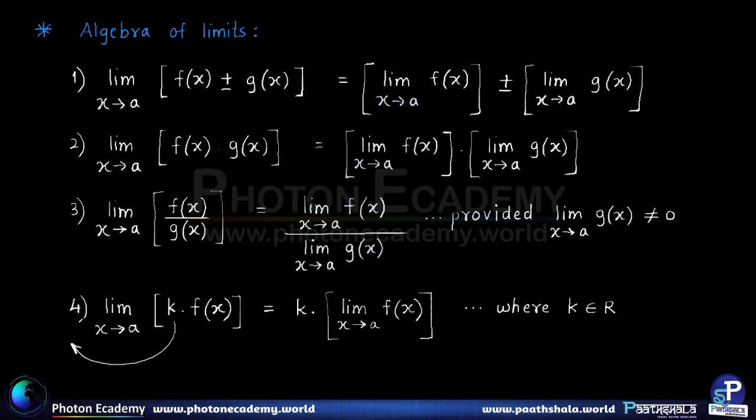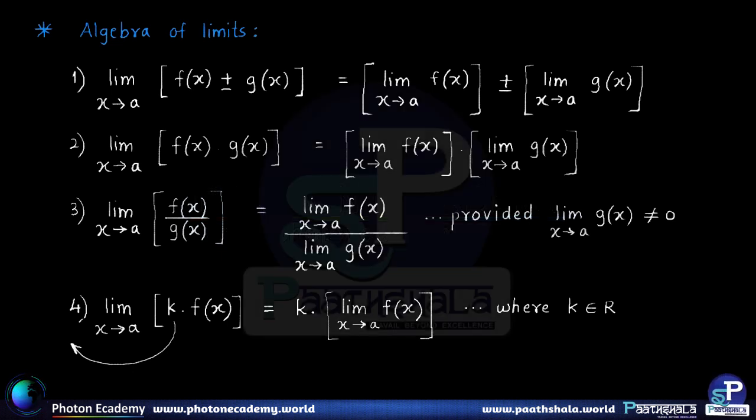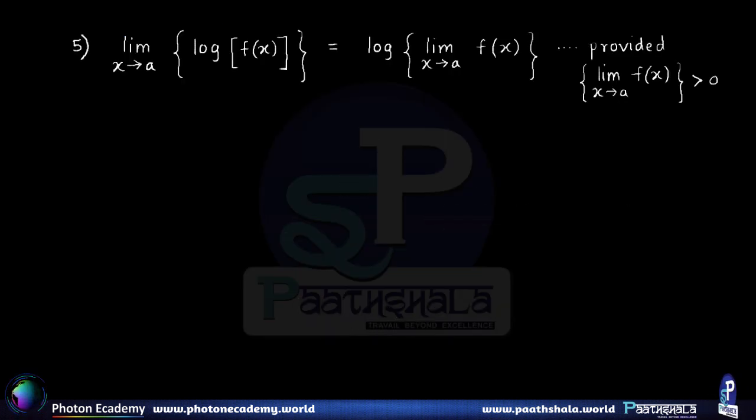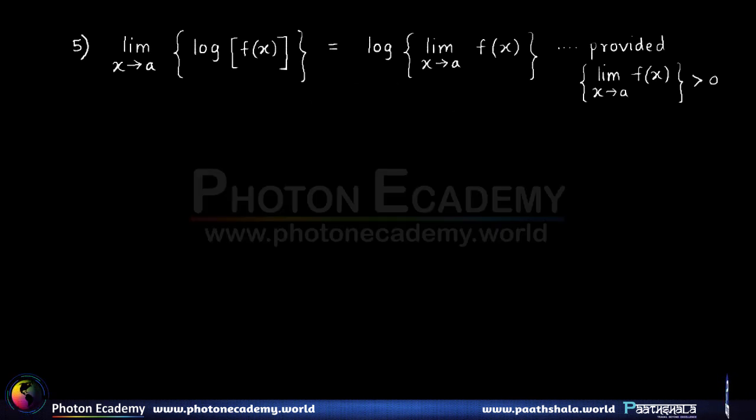Right. And we have one more rule that is related with the limit of log of a function. So here the fifth rule says that the limit of log of a function is equal to log of the limit of the function. So that means log and limit can be interchanged, that is, log can be taken outside the limit symbol.